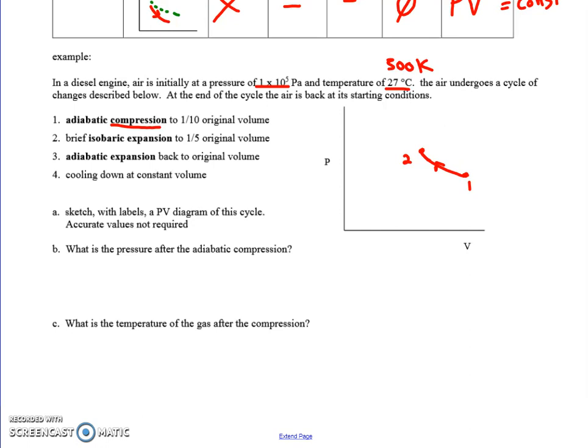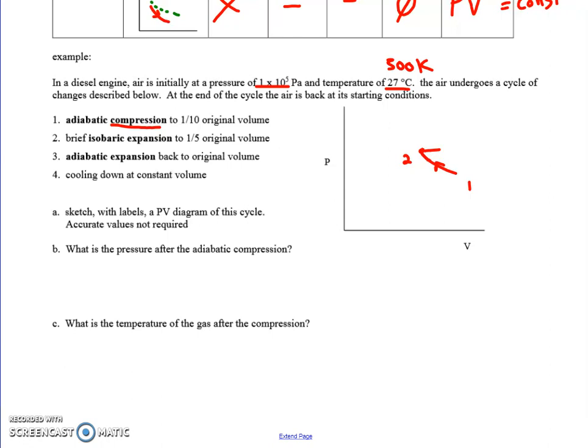Now I'm going to do an isobaric expansion. Okay, so I want to increase the volume, but I don't want the pressure to change. So that sounds like a horizontal line, but I'm going to go to 1/5 the original volume. That doesn't make sense. All right, let me think about this a little bit more. Do I have those numbers right? Oh, it's an expansion, yeah. So I'm going to go to 1/5 the original volume, so I can't go past it. All right, so I'm going to go a little bit right there.